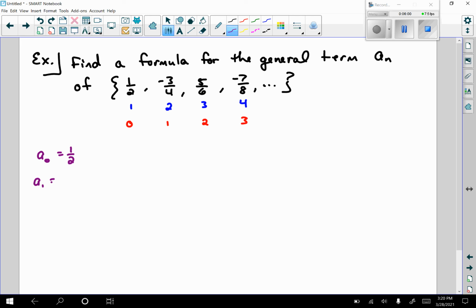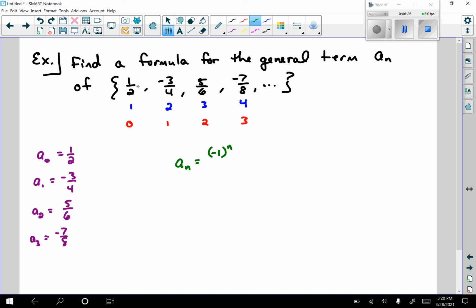That means a sub 1 is going to be -3/4. A sub 2 is going to be 5/6. And then a sub 3 is going to be -7/8. So because we're alternating here, we'll say a sub n. We're going to need that (-1) to the nth power because that's what's going to make our signs switch back and forth, or alternate here.